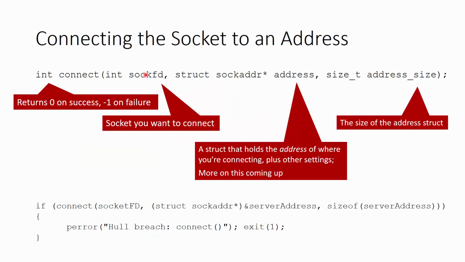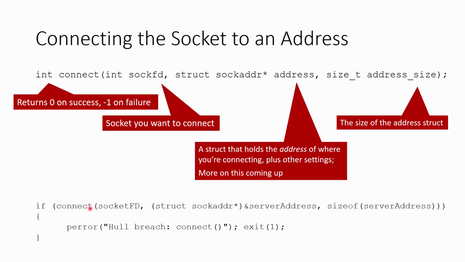Here's the connect call. We have the sockfd parameter as the first argument, which is the socket that we've previously created that we now want to connect to a socket on the other end. So sockfd is where we put the socket we just made. The next one is the address of a struct of type sockaddr, and that's just going to hold the address of where you're connecting plus some other settings. It's a little funky, so we'll talk about how it works. And then finally, the size is the size of the address struct that you just passed in. And -1 is returned if the whole thing doesn't work.